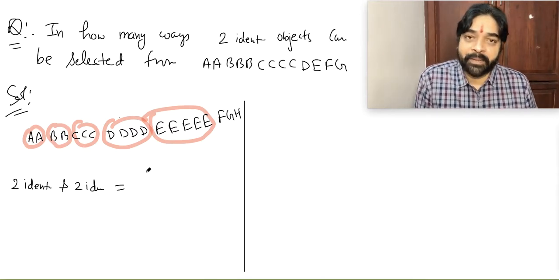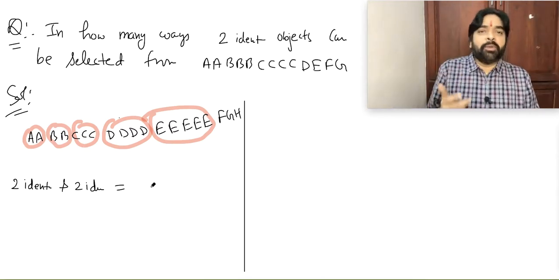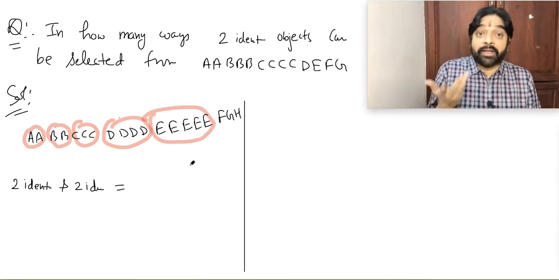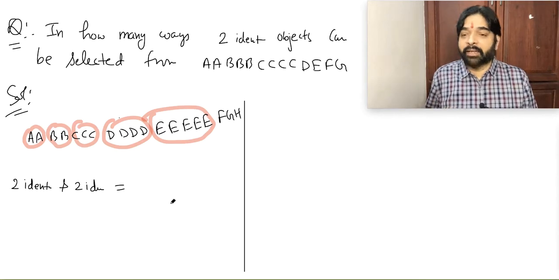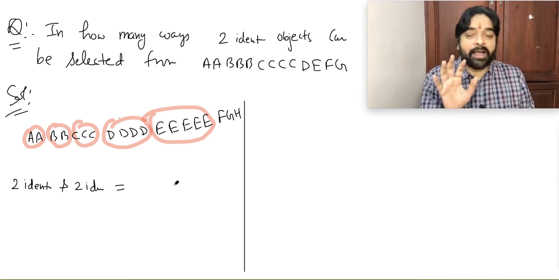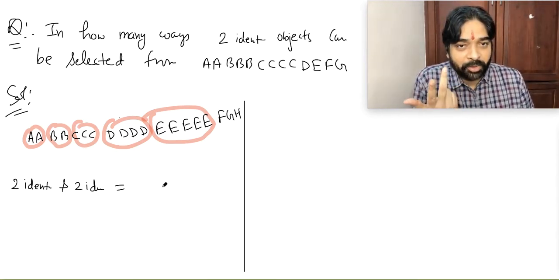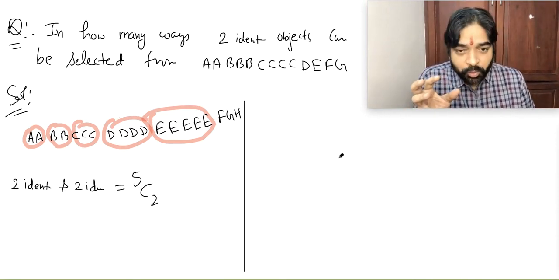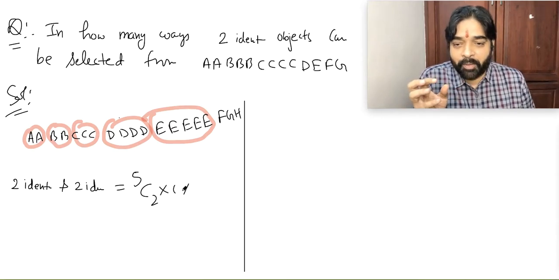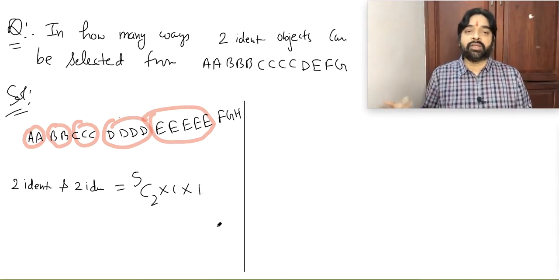Now, simple idea. Which group can provide us two identical? Are all five able to provide two identical? All five can provide two identical. So out of these 5 groups, I want how many groups? 2 groups. 5C2. 2 groups are there, from each group 1, 1. That's all. This is the answer.